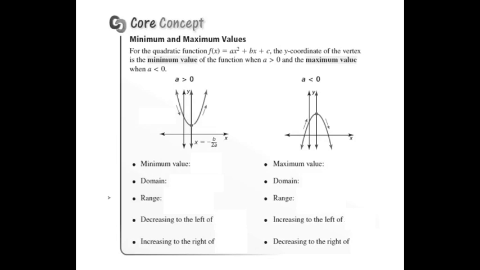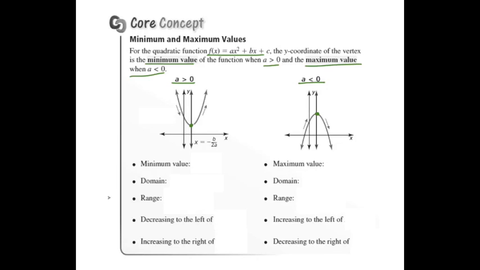Alright, last core concept, all about maximum and minimum values. For the quadratic function f of x equals ax squared plus bx plus c, so standard form, the y-coordinate of the vertex is the minimum value of the function when a is greater than 0, and the maximum value when a is less than 0. So basically, the y-coordinate of the vertex is the minimum when a is greater than 0, and it's the maximum when a is less than 0.